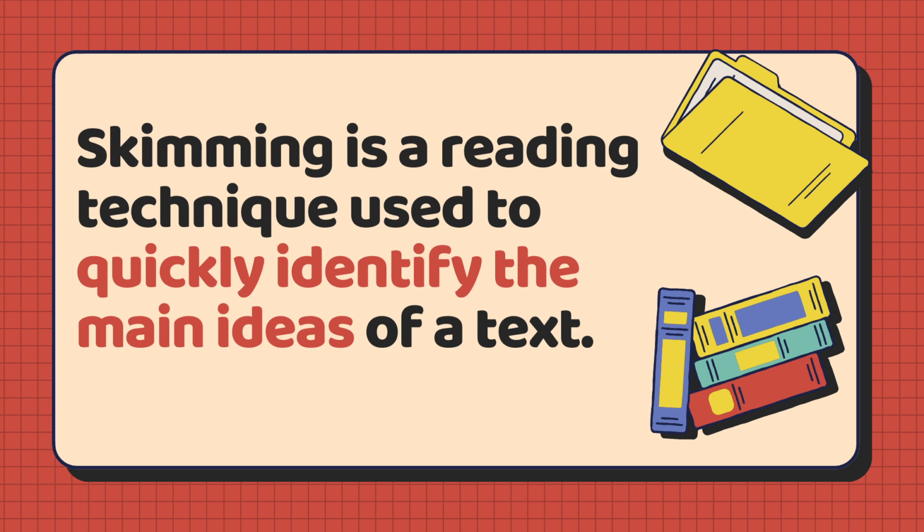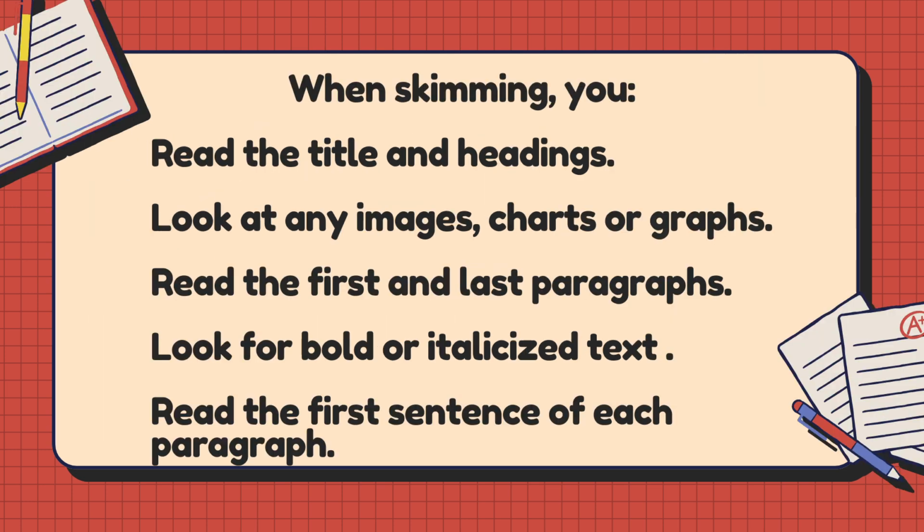Skimming is a reading technique used to get a general idea of the content. It's like taking a quick glance at the text to understand the main points without going into detail. And here's how you can do it effectively. You can read the title, the headings and subheadings, look at any images, charts, or graphs, read the first and last paragraphs, and read the first sentence of each paragraph. By doing this, you can quickly get the overall message of the text.